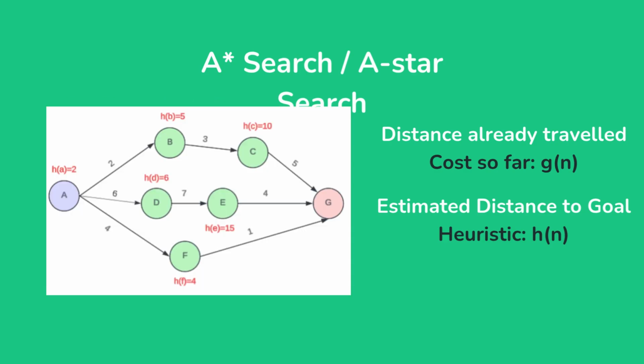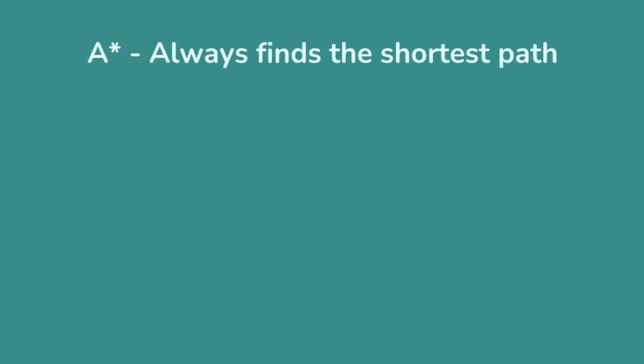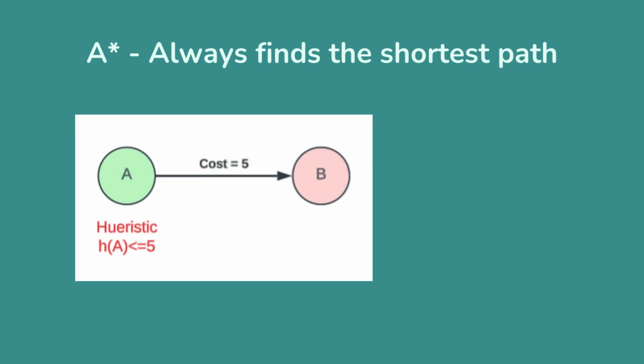So using the same example from City A to City G, A star will look at all possible next steps and consider both how much it costs to get there from A and how far it thinks it still needs to go. Then it picks the one with the smallest total estimated cost. This makes A star both complete and optimal. It will always find the shortest path, as long as the heuristic doesn't overestimate the distance. That's an important point. If the heuristic is always equal to or less than the true remaining cost, we say it's admissible, and in that case A star is guaranteed to find the best solution.